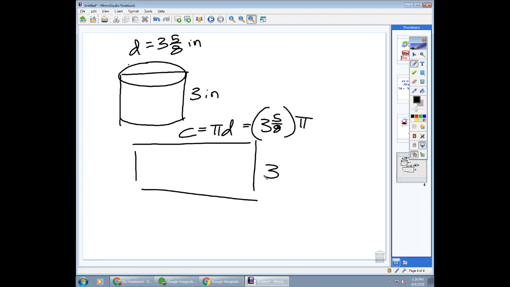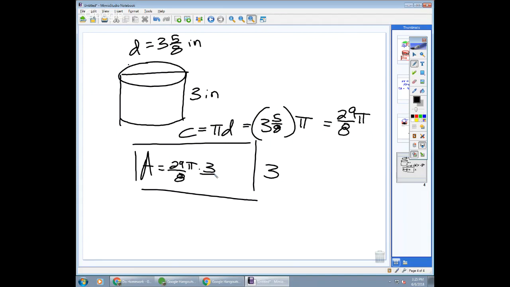Anybody remember rules about working with fractions? What's a good idea and what's not? Make it improper. Yeah, make it improper. Mixed numbers are such a pain in the butt to calculate with. So 3 times 8 is 24 plus 5 is 29/8 times pi. And we just need to get the area here, we just need to multiply that length, the circumference, that 29 pi over 8 times 3.